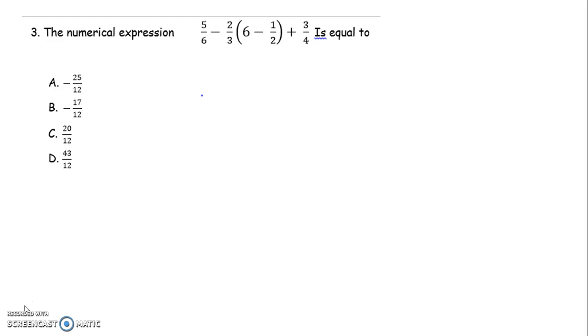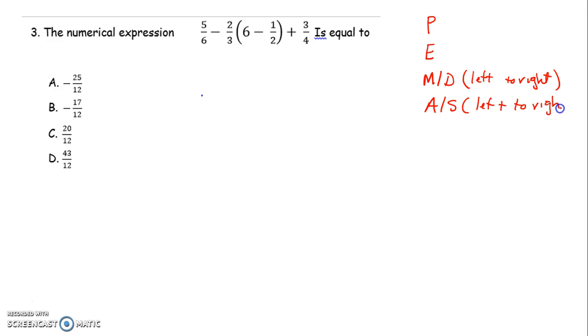If I have a numerical expression, I follow my order of operations. Parentheses, then exponents, then multiplication or division left to right, and then addition or subtraction left to right. So I'm going to start within this parentheses. 6 minus 1/2 is actually 5.5. You have 6, you take away a half, you're still left with 5.5. And I keep everything else the same.